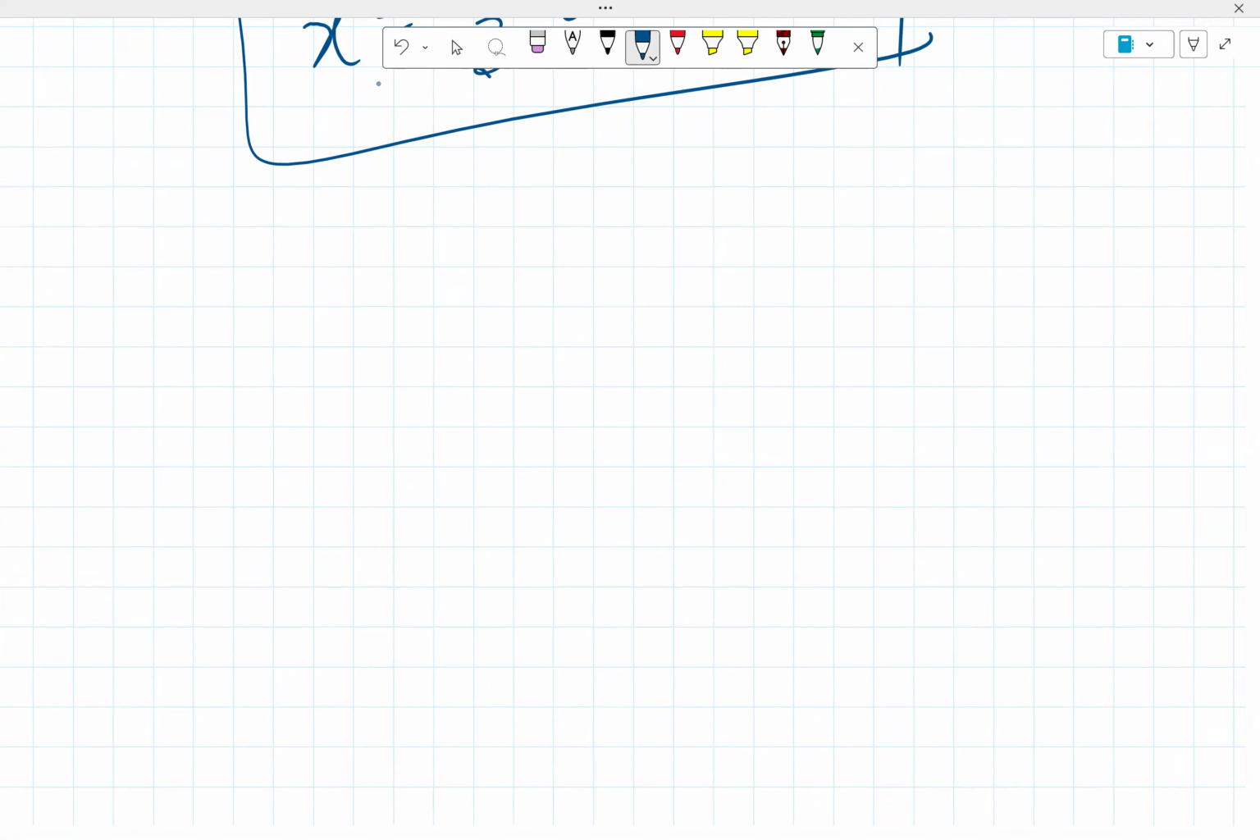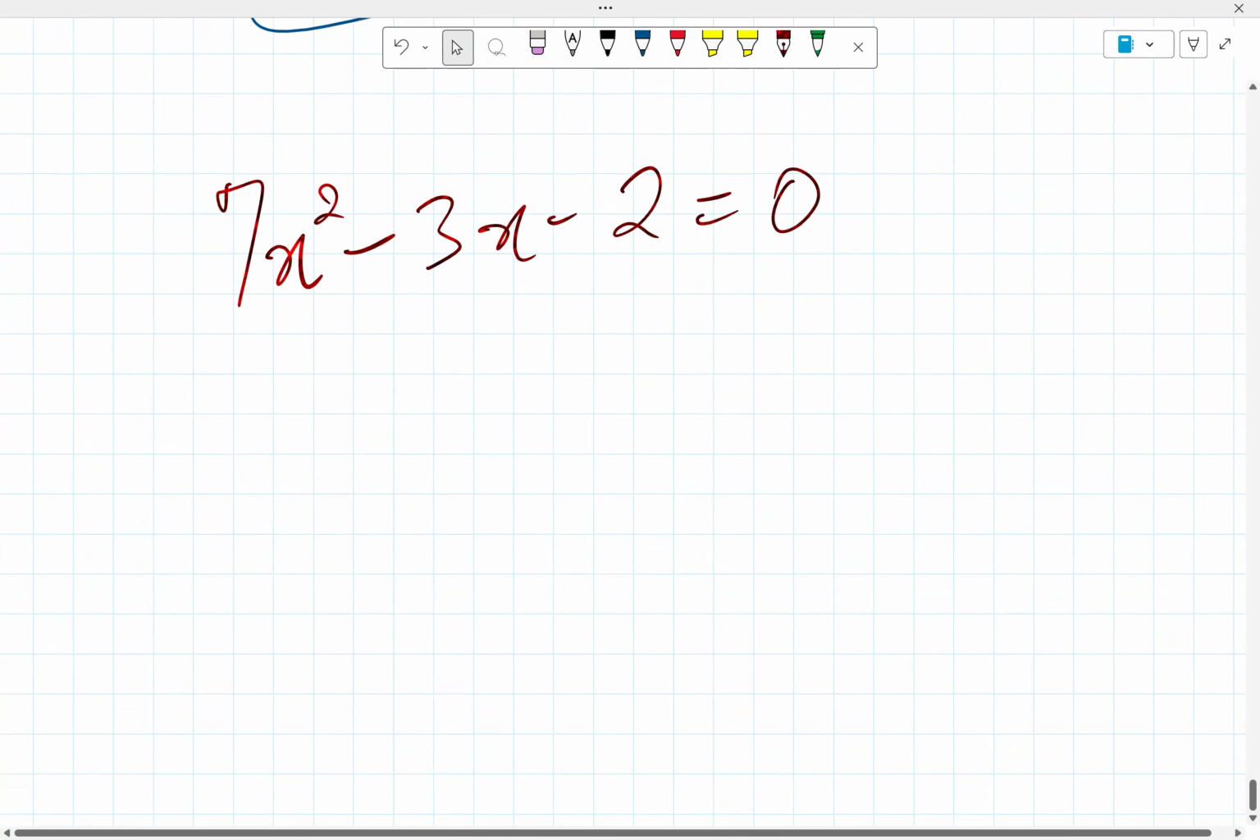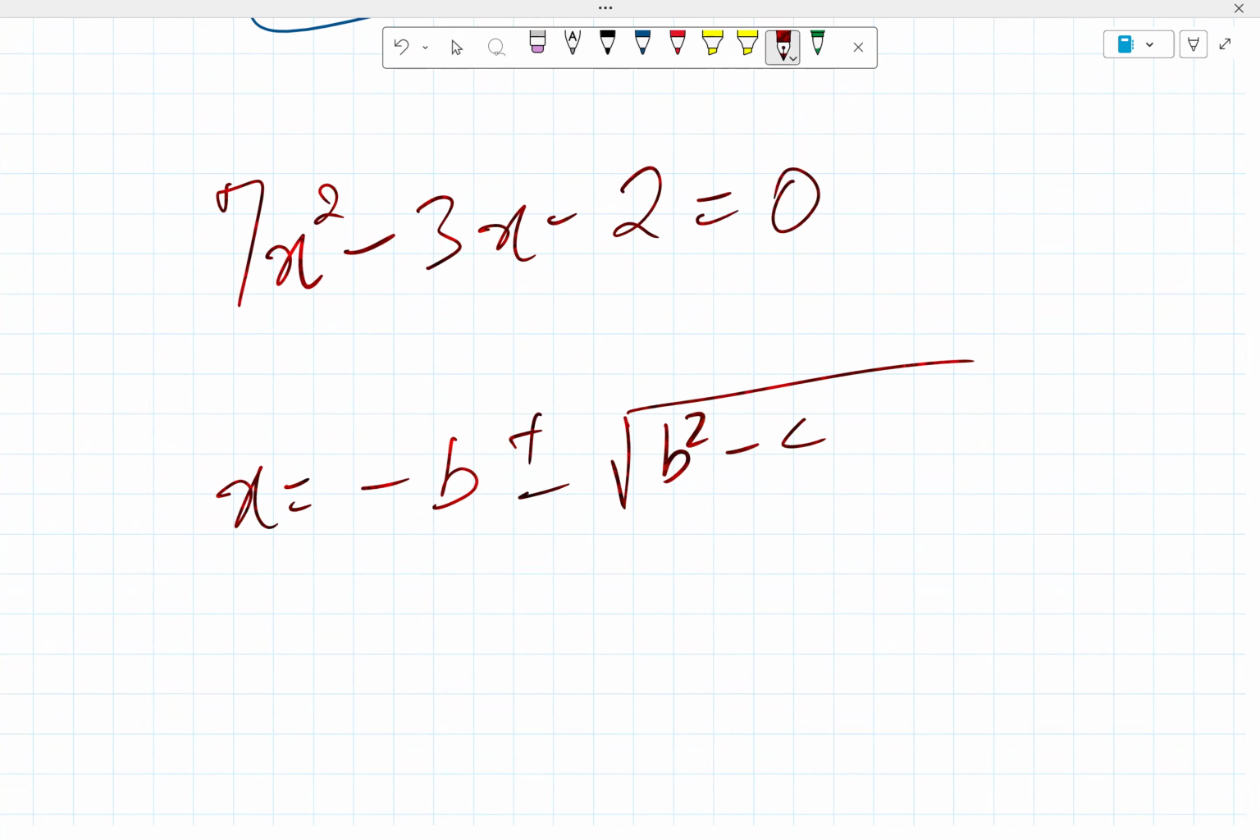7x squared minus 3x minus 2. So 7x squared minus 3x minus 2 equals 0. So again, using the formula, we know x is equal to minus b plus or minus square root of b squared minus 4ac all over 2a.